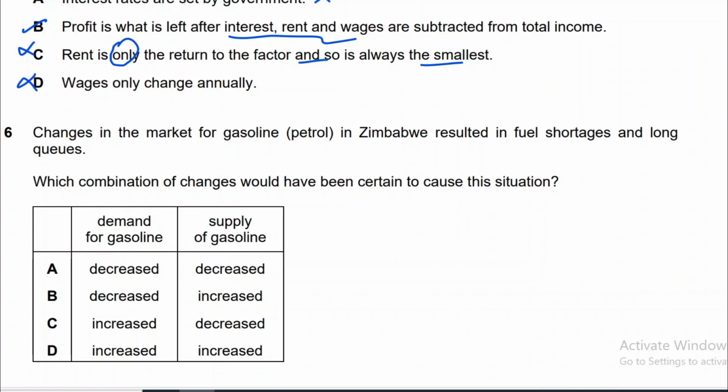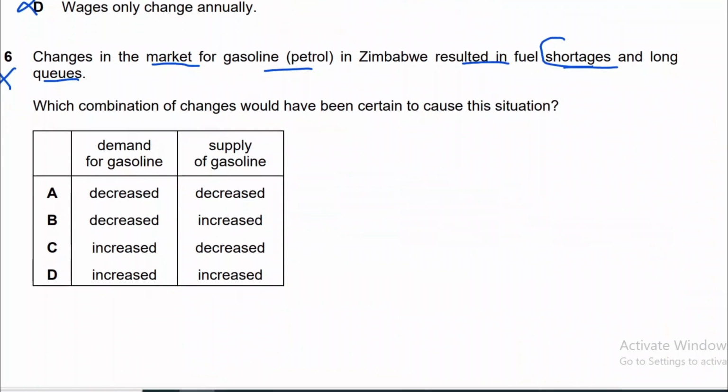Question number 6 says changes in the market for gasoline petrol in Zimbabwe resulted in fuel shortages and long queues, right? Fuel shortages mean supply will be lesser than demand. Long queues mean people have to stand in queues to get the product. Again, there was a construction issue with this question number 6, and this question was also discounted by Cambridge, so we need not discuss this question as well.